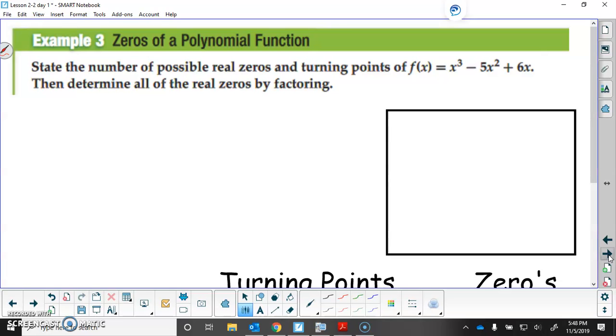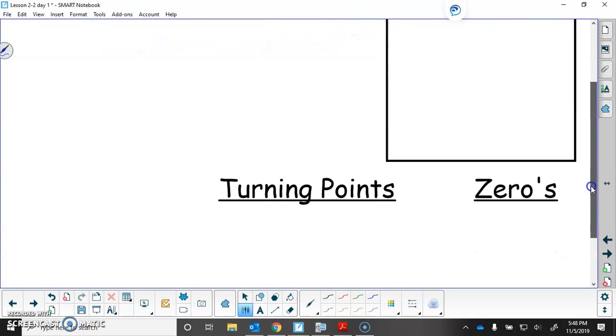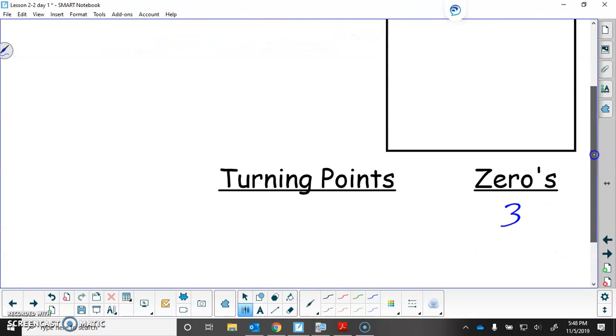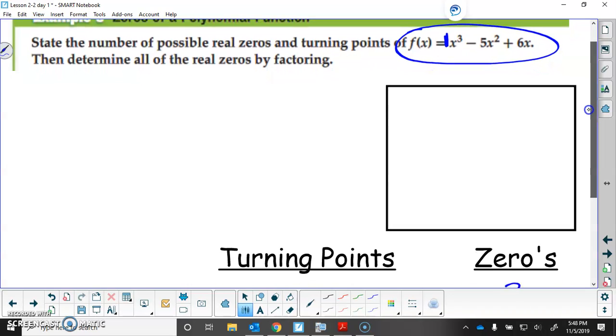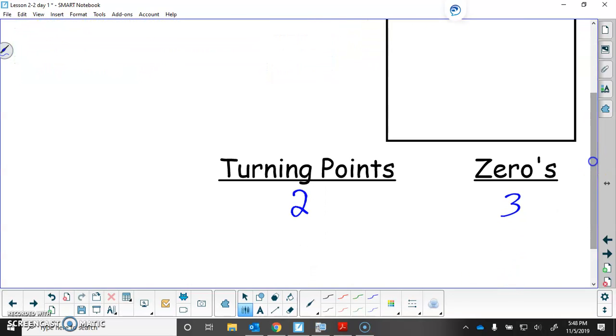So here's the kind of example you're going to have. It's going to give you a function like this, and as we look at this function, we can see it's a third-degree polynomial, which means that the ends will be going in opposite directions. And since the leading coefficient is a positive 1, it's going to have the right side going up and the left side going down. The problem says to state the number of possible real zeros. Well, since it's a third degree, there's 3 possible real zeros. And since it's a third degree, there's 2 possible turning points.